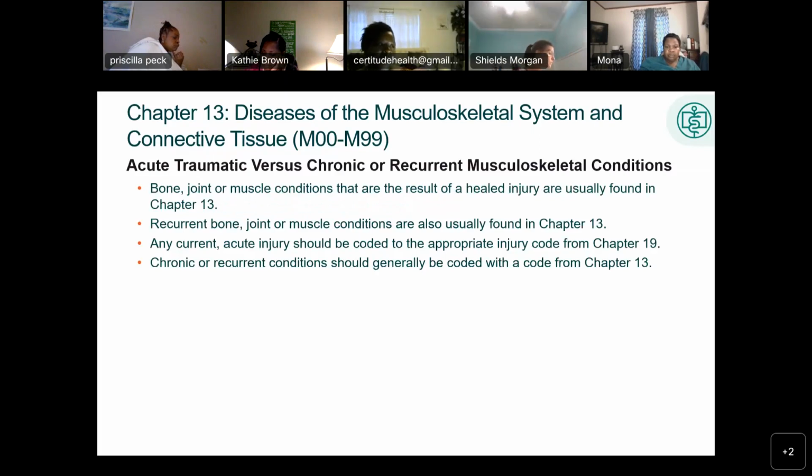Next guideline, acute traumatic versus chronic or recurrent musculoskeletal conditions. Because these guidelines also relate to Chapter 19, I'm going to skip this because Chapter 19 diagnosis codes really talk more about traumatic and chronic injuries. But just also know that there's a reference here in Chapter 13 as well because it's related to the bone and joint.